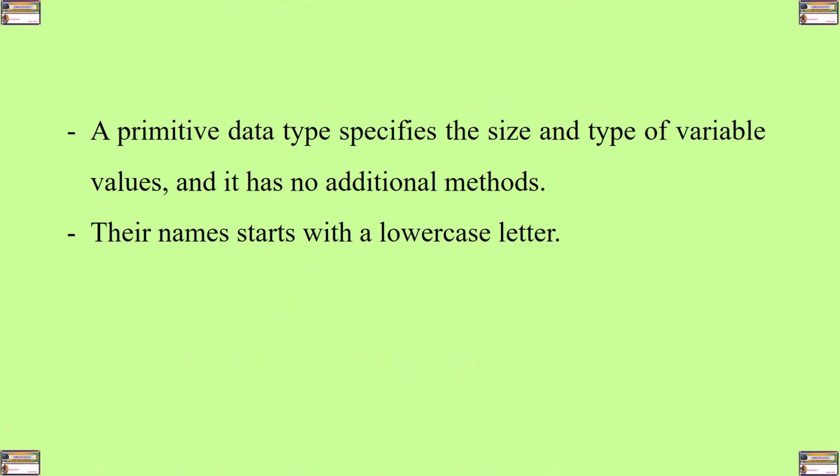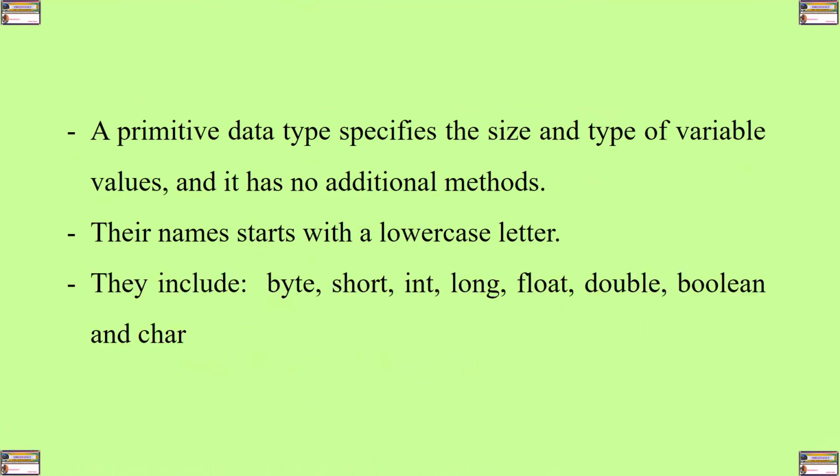Their names start with a lowercase letter. They include byte, short, int, long, float, double, boolean, and char. So those are the eight primitive data types that we use in Java. I repeat, these data types are byte, short, int, long, float, double, boolean, and char.